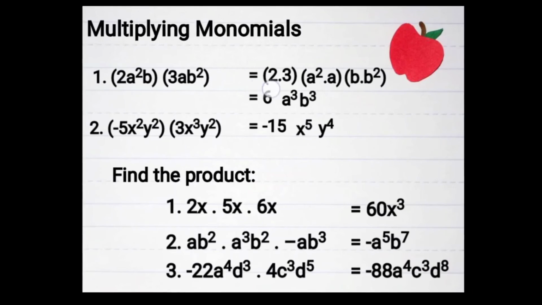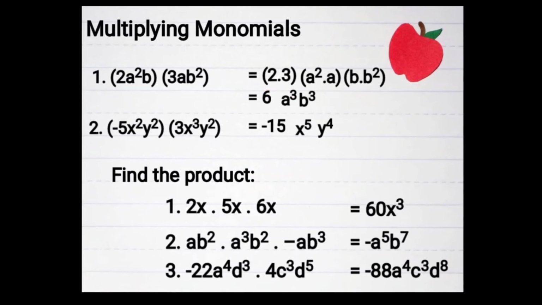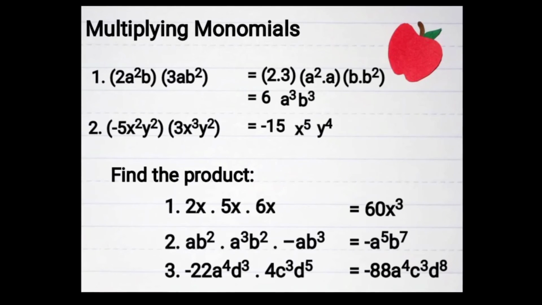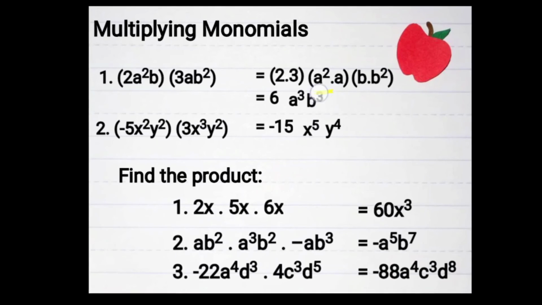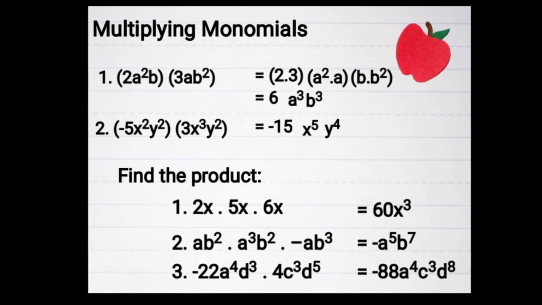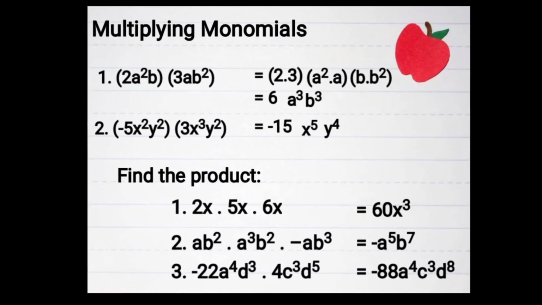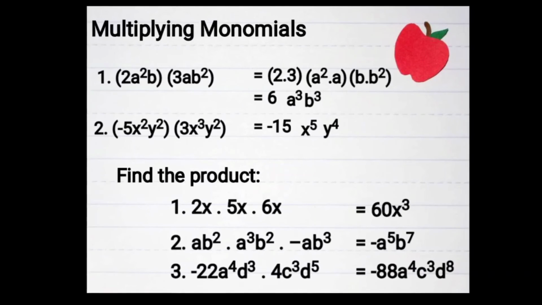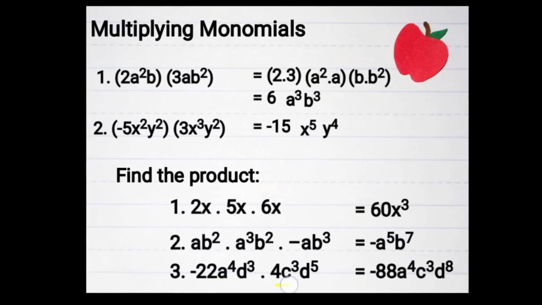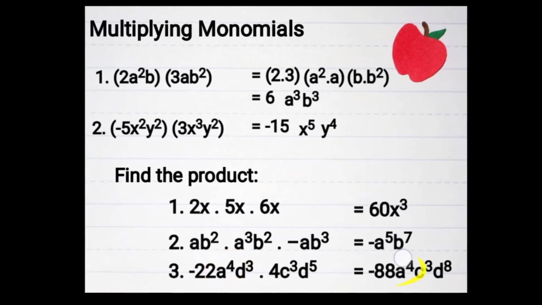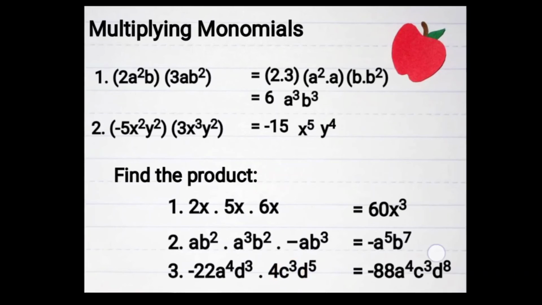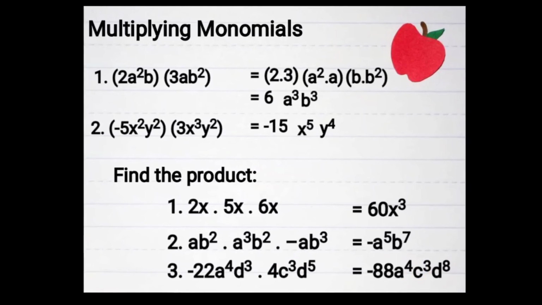So in multiplying monomials, if there is a numerical coefficient, you have to multiply it first. Then after that, you have to multiply the same variable, wherein you have to add the exponents. Then if there is no same base or same variable on the given, all you have to do is copy it on the final answer, as we did on number 3.